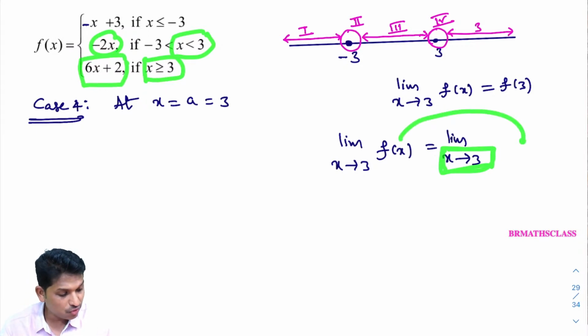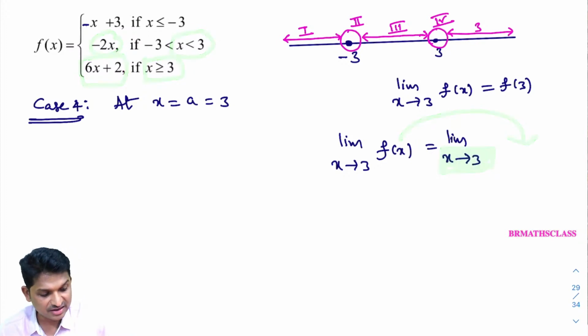Now you tell me what function to write. As x approaches 3, there is a chance that x values are less than 3, and there is a chance that x values are greater than 3. So confusion is there about which function to choose. So the best method is calculating the left hand limit and the right hand limit. That is the solution for this.